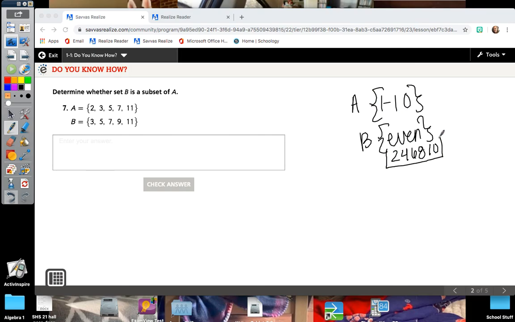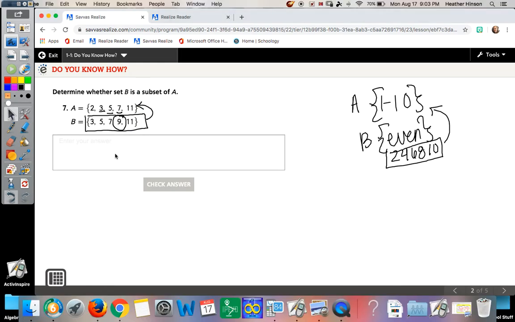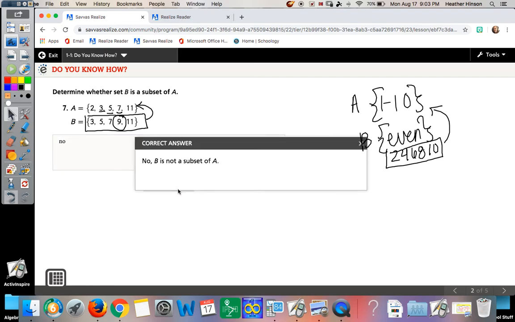But all of these numbers are inside of A. Are all of these numbers inside of A? Is 3 there? Yes. Is 5 there? Yes. Is 7? Yes. Is 9? No. Because 9 is different, B cannot be a subset. So no, B is not a subset of A.